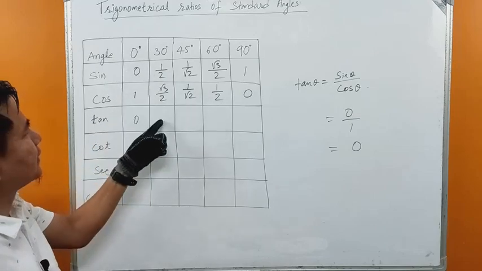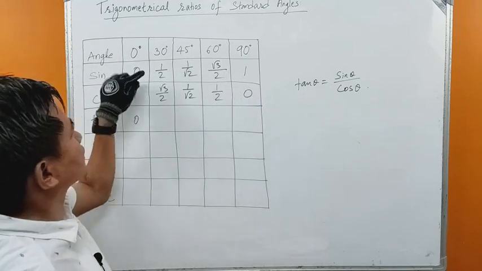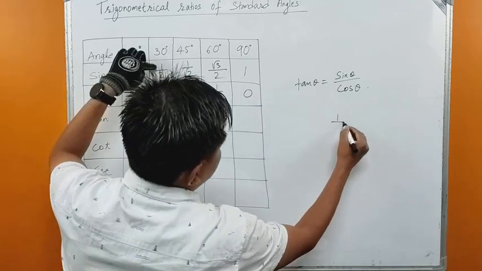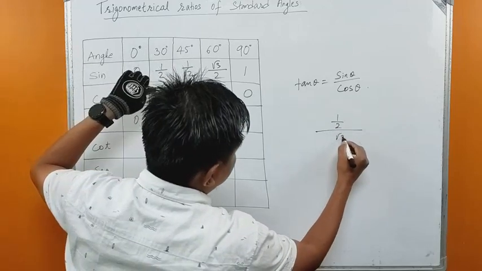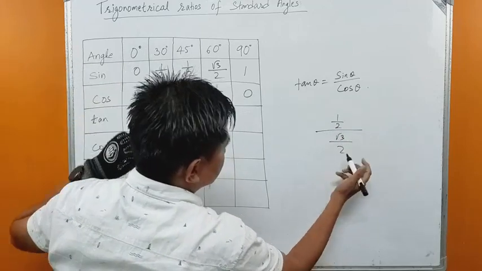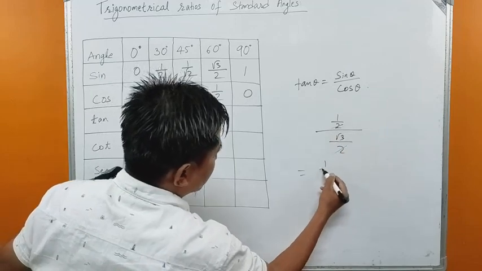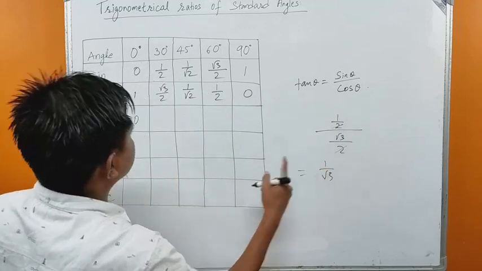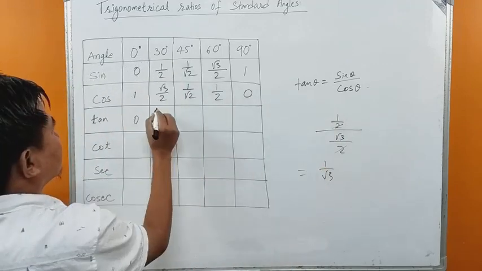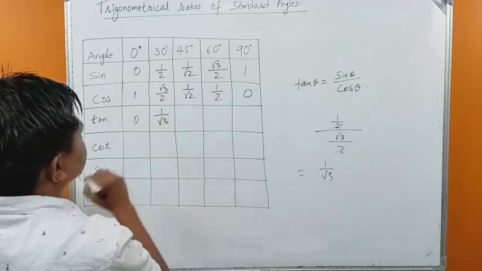Now tan 30 degree. Tan 30 means sine 30 upon cos 30. What is sine 30? 1 upon 2. And what is cos 30? Root 3 upon 2, isn't it? So this 2 from the denominator and this 2 from the denominator can be cancelled. So 1 upon root 3. So the value of tan 30 degree is 1 upon root 3.